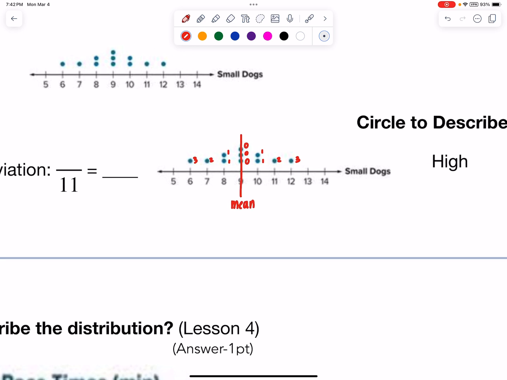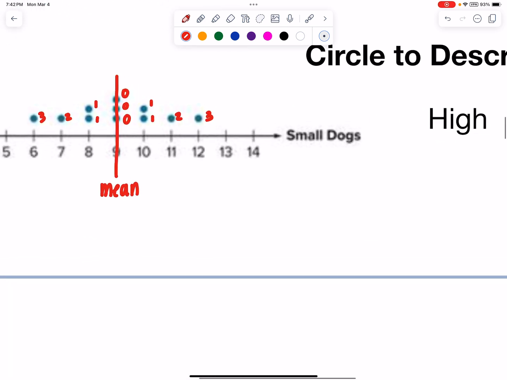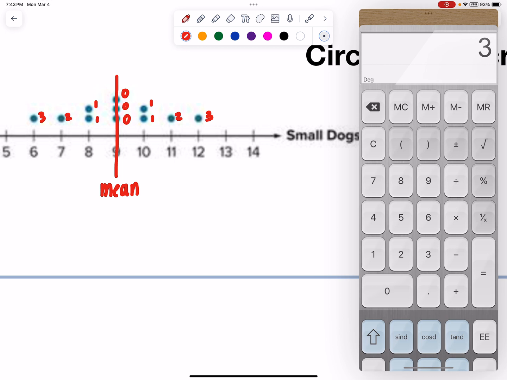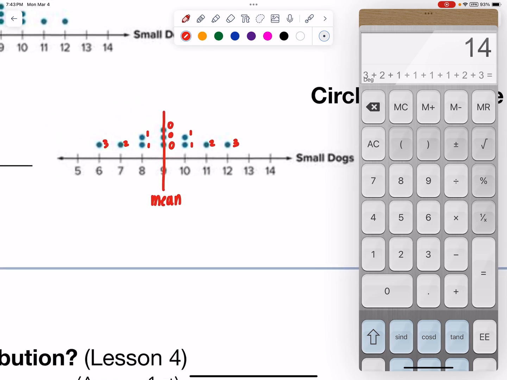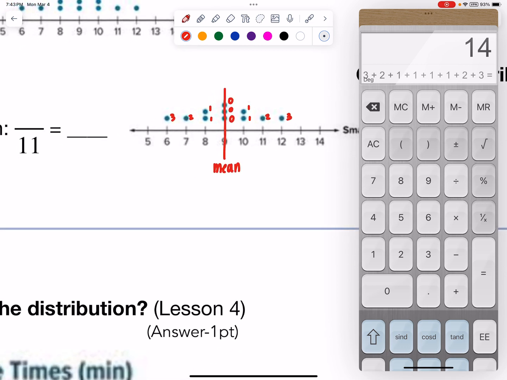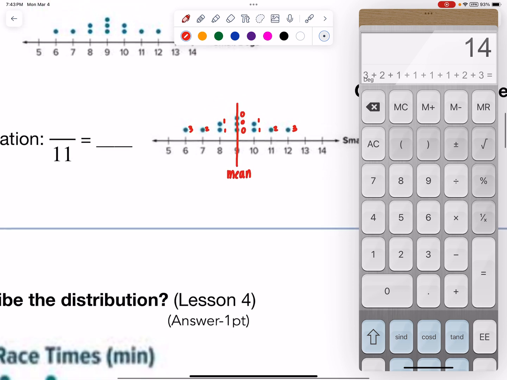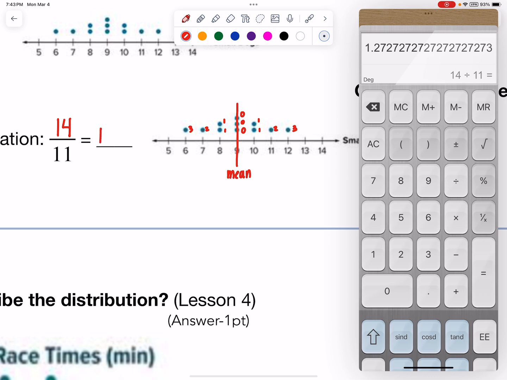Let's find the average. And so we're going to add all those up. So we have 3 plus 2 plus 1 plus 1 plus 1 plus 1 plus 2 plus 3. And we get a total of 14. We didn't need to say plus 0, it would still be 14. But we do need to still divide by the 11 pieces of data. So let's write down that there's a total of 14 divided by 11. And let's find the mean absolute deviation. So it's 1.27 with the 27 repeating.